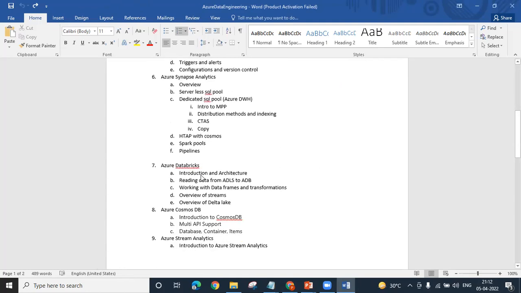Scala and Python, I'm not going to cover. Whatever the DataFrames and transformations we are going to cover, we will do using PySpark. So we are going to use PySpark.